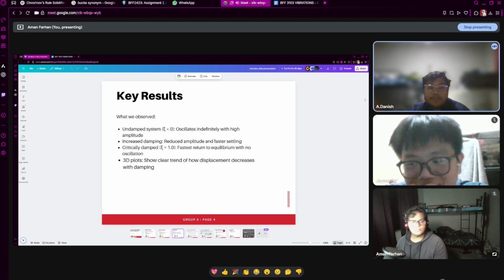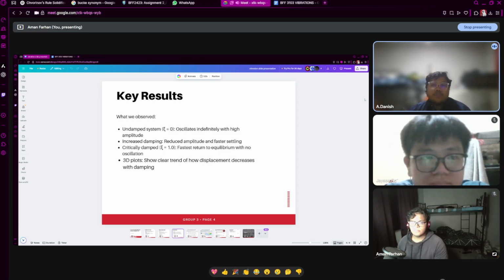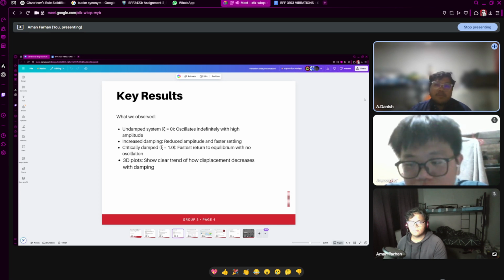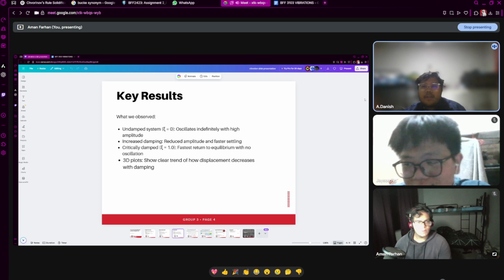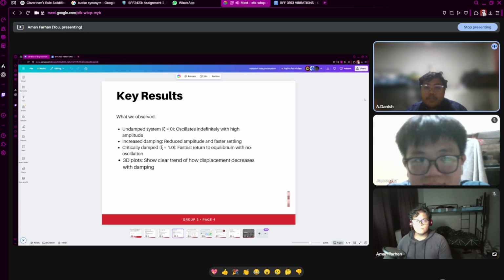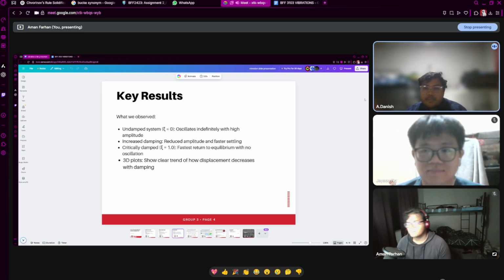When we hit critical damping, the system achieves the fastest return to equilibrium without oscillation. This is the ideal case in many engineering applications, as it prevents the system from oscillating while still allowing it to return to its rest position as quickly as possible. Then we also created 3D surface plots to visualize how displacement changes over time for each damping ratio. This plot shows a clear trend of damping suppressing oscillatory motion. As the damping ratio increases, the displacement decreases and the system stabilizes more efficiently.